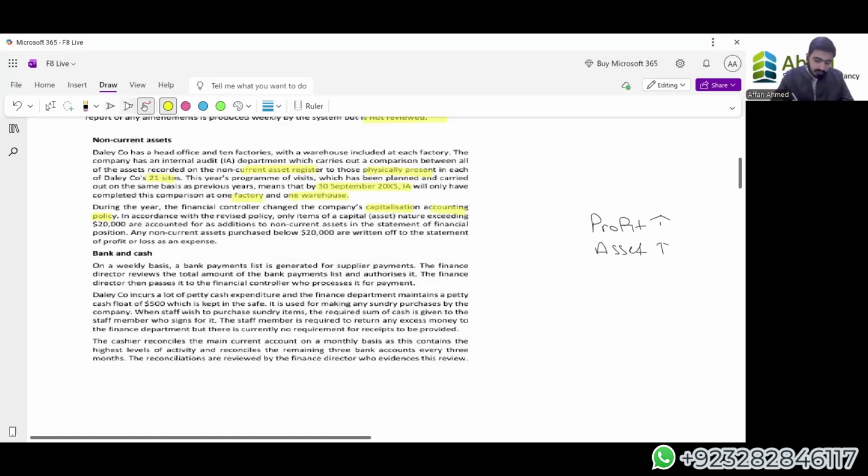Now what they have done is, in accordance with the revised policy, only items of capital nature exceeding the amount of 20,000 are accounted as additions to non-current assets in the statement of financial position. Any non-current asset purchased below 20,000 was written off to the statement of profit and loss as an expense. This is a crucial thing. This is a very complicated accounting treatment that people might not understand.